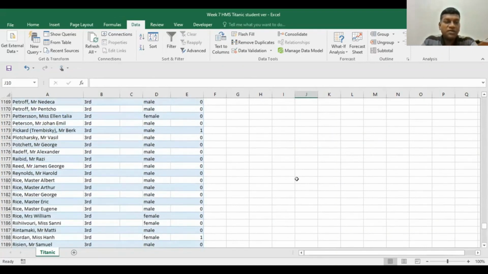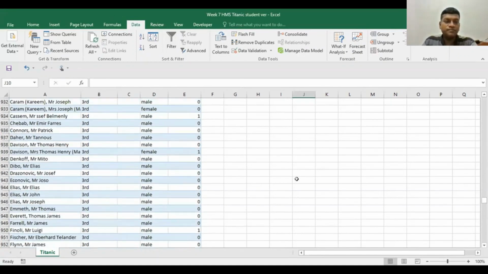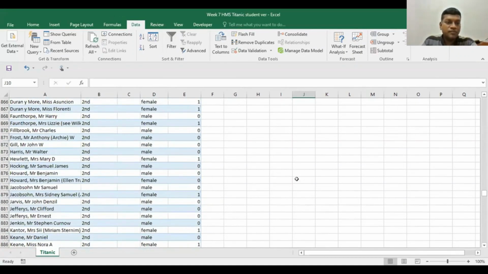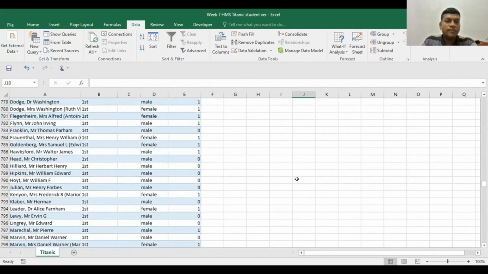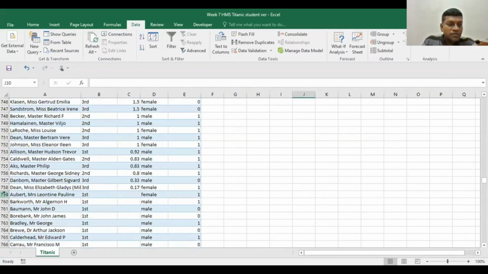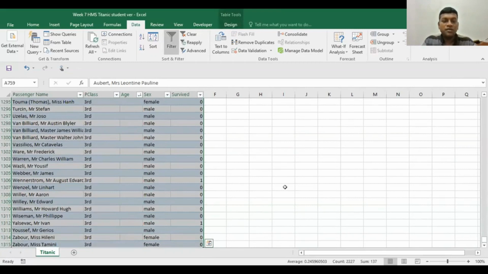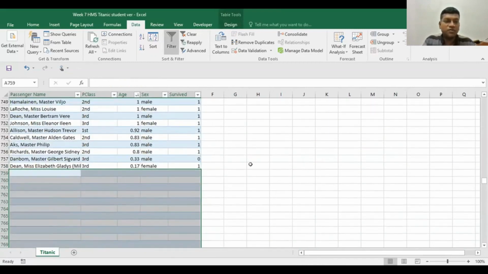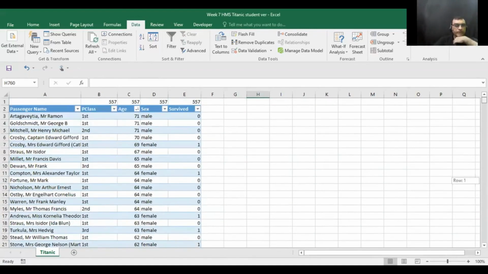From some point we don't have data, so we need to find where it is. Right from this point downwards, control shift down, and I'm just deleting that data because that's of not much use to us. So we can probably just filter out and then delete those rows. Yeah, either way, whichever way. So all I'm trying to do is remove data.